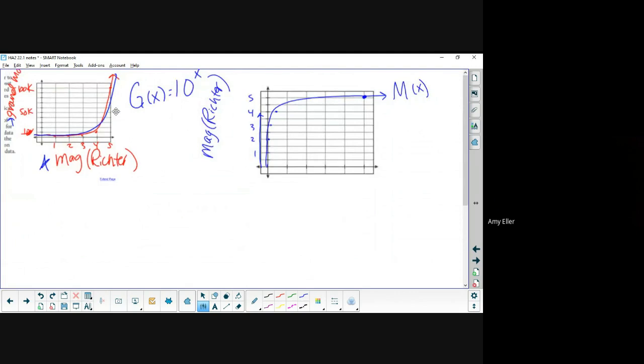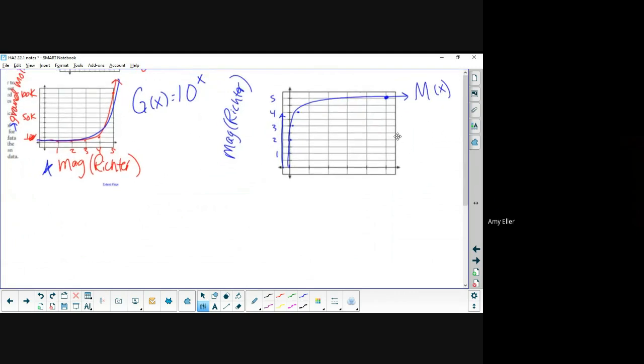Let's compare the domain and ranges for these functions. Your book has it laid out, domain and range to compare in item 7. You can kind of do it wherever you want.